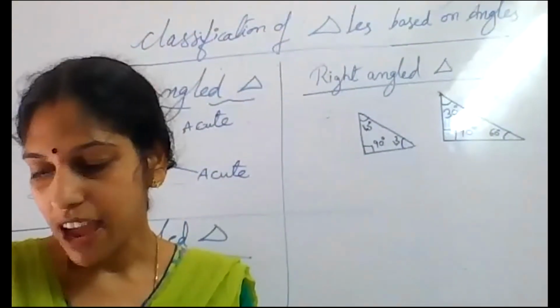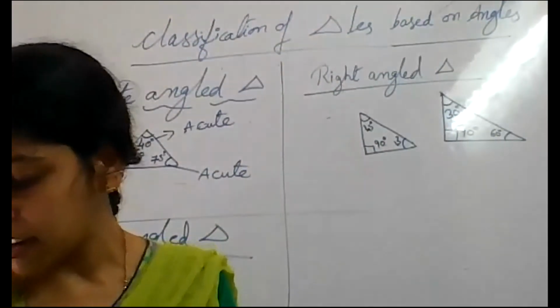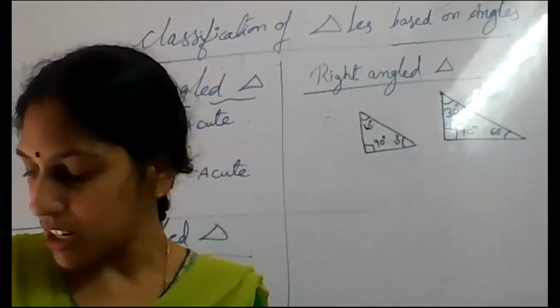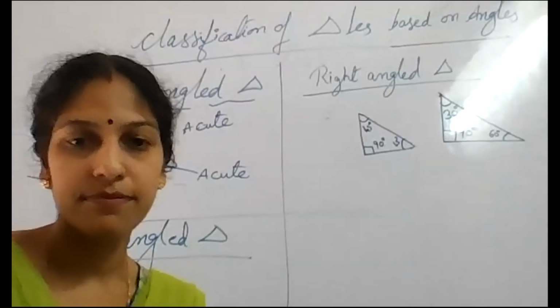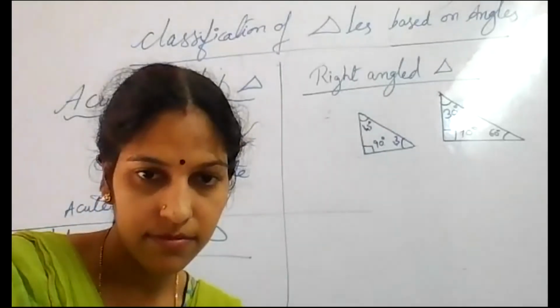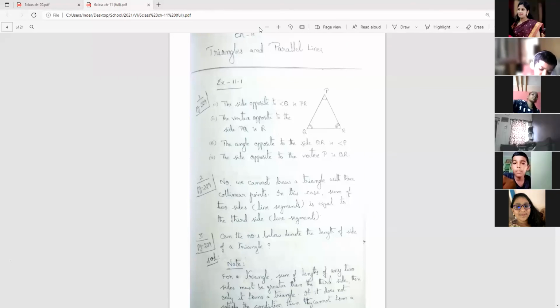Now I think the concept is clear. All of you open page number 229 of your textbook, along with your classwork. Draw the triangle also. For every exercise, write the exercise number and beside it write the page number also.